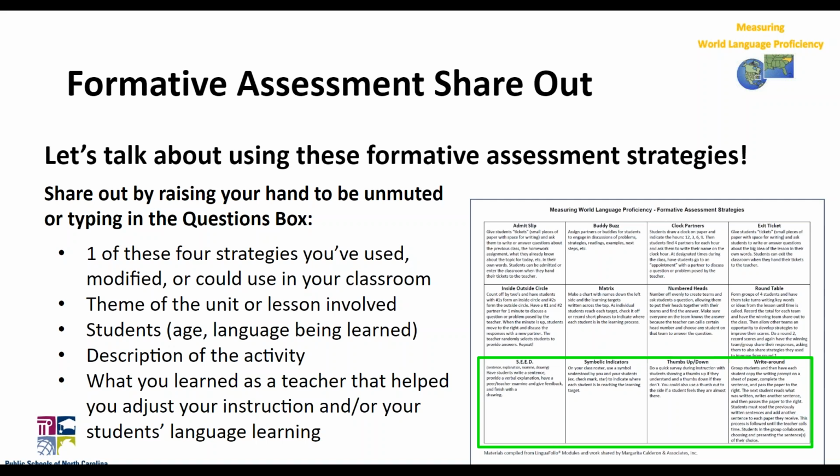I also have Hong saying she used SEED in her online classes. And this is a good time to point out that all of these formative assessment strategies can be adapted in different ways depending on the technology you have and the environment you're teaching in. So there's a lot of different ways you could adjust and adapt these for use in the classroom you have, whether that's an online classroom, a face-to-face classroom, or some sort of blended classroom.